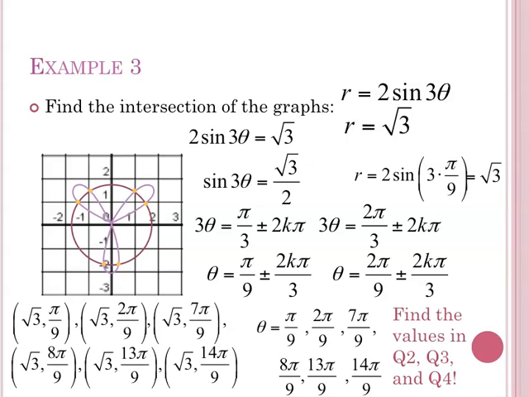And you can double check and make sure that all these points do in fact make sense, that you do in fact have pi over 9 and 2 pi over 9 in quadrant 1, 7 pi over 9 and 8 pi over 9 in quadrant 2, 13 pi over 9 in quadrant 3, and 14 pi over 9 in quadrant 4. So you have all 6 of the intersection points here.